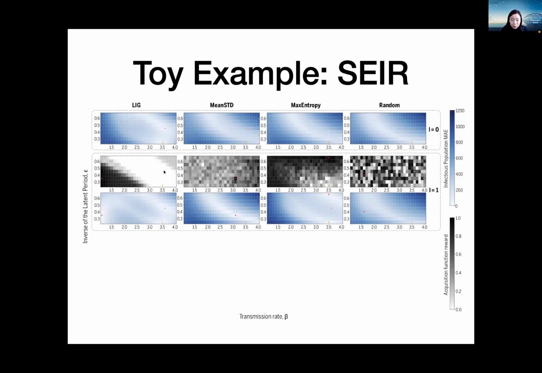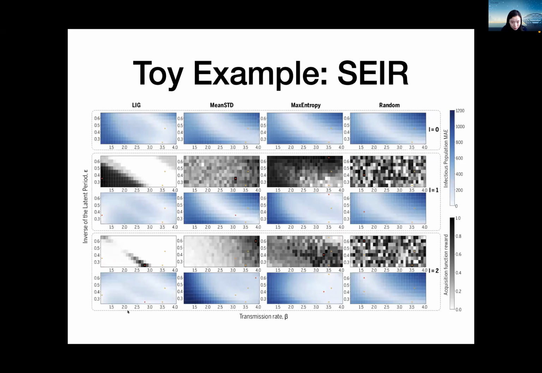We can see that compared to other baselines, such as mean standard deviation, maximum entropy, or random strategy, using LIG really gives us a good exploration and exploitation trade-off. After only 2 iterations, the model has already learned a pretty good surrogate model. The MAE is quite low, close to 0, and the samples are uniformly scattered in this area. Whereas if you use mean standard deviation or maximum entropy, you can see that the samples selected according to these criteria are clustered in this area. So there's overexploitation in these types of acquisition functions.